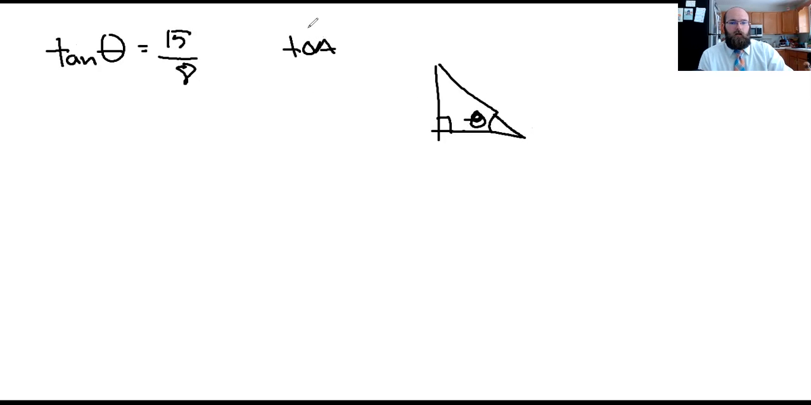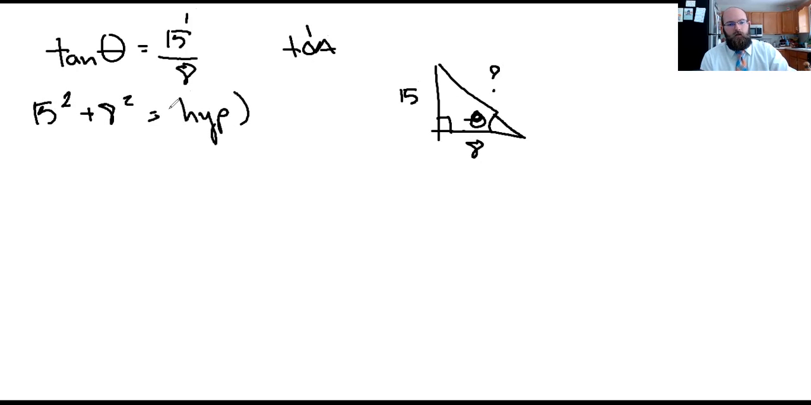So opposite of the theta is going to be the 15. So opposite is 15. Adjacent, or next to, is going to be 8. Well, how do I find out how long my hypotenuse is? Obviously, Pythagorean Theorem, right? Keep in mind, you can only do Pythagorean Theorem if it is a right triangle. So 15 squared plus 8 squared equals my hypotenuse squared. I'm going to cheat, look at my notes, but I am pretty confident y'all can do this. That answer is 17. So it's no longer a question mark. It's now 17. Sweet, right?